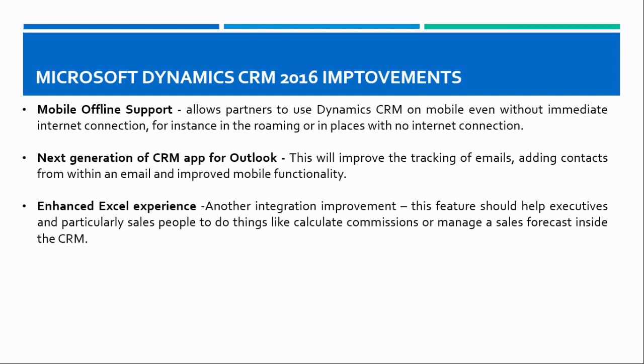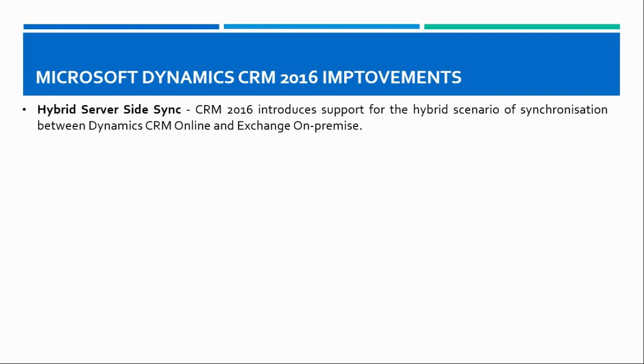And now you enjoy an enhanced Excel experience. It was another integration improvement. This feature will help executives and particularly salespeople to do things like calculate commissions or manage a sales forecast inside the CRM application without opening an external Excel application. You can invoke business rules from business process flows, and now you can have hybrid server-side synchronization. That is, CRM 2016 introduced support for a hybrid scenario of synchronization between Dynamics CRM Online and Exchange on-premise.